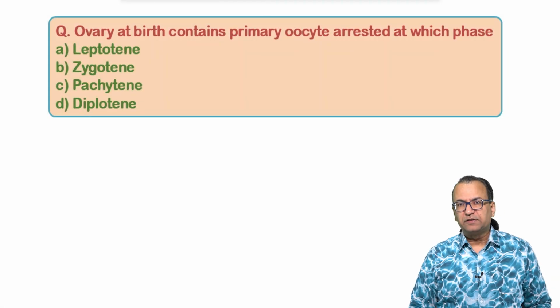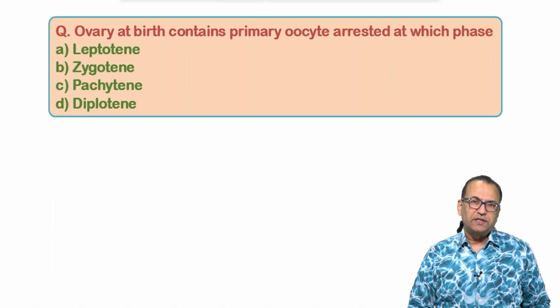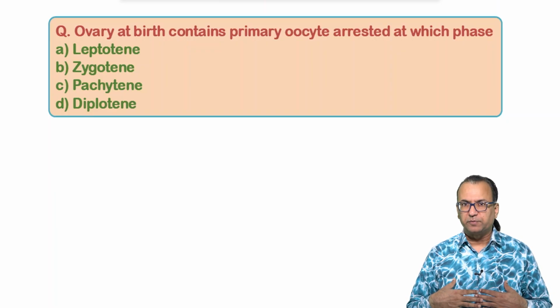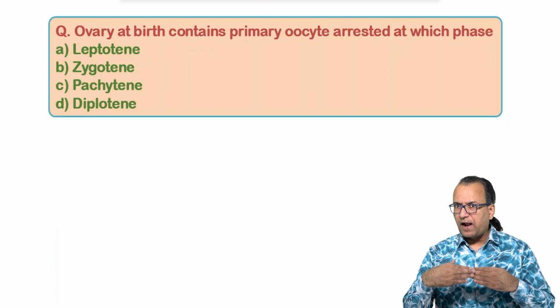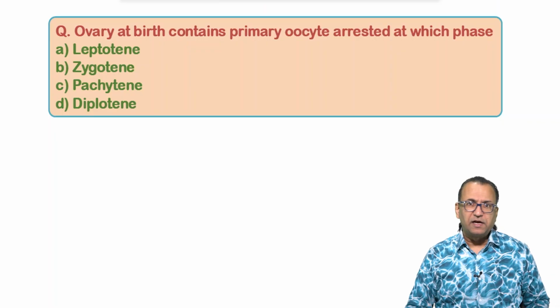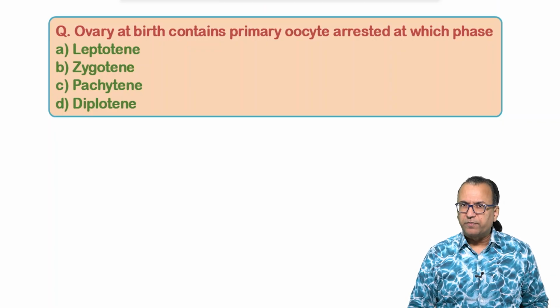Ovary at birth is at which stage of arrest? Actually, this process of oogenesis begins before birth only, when the baby girl is inside the uterus of the mother. In intrauterine life, oogenesis begins. And when we look at the ovary of a baby at birth, you'll find that there are only primary oocytes, which are active cells, and they already have started the process of meiosis 1, but they are arrested in prophase 1.